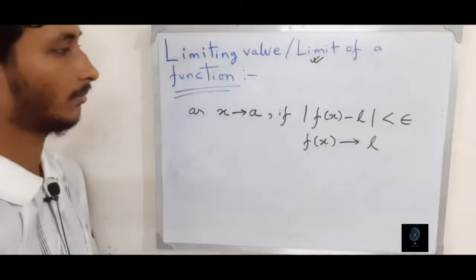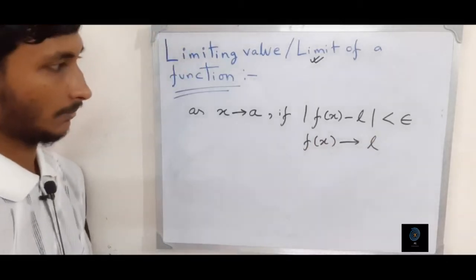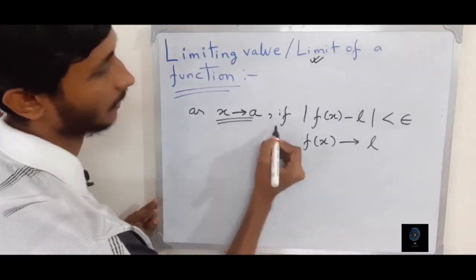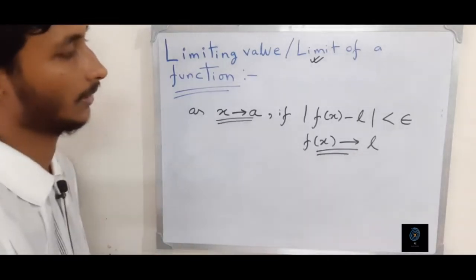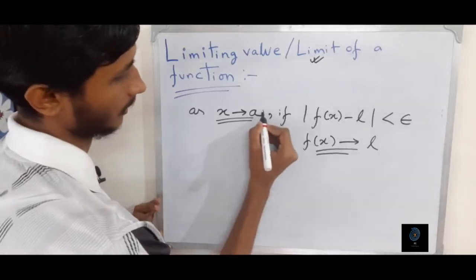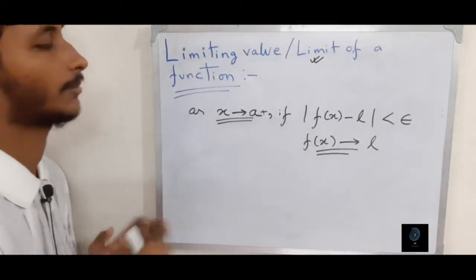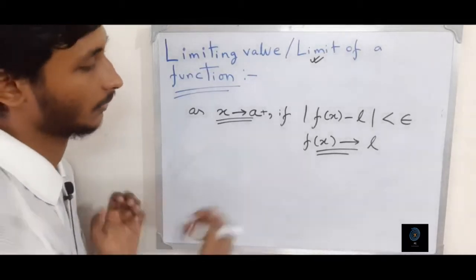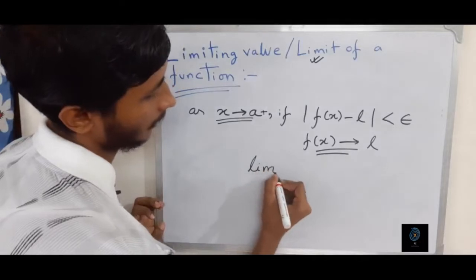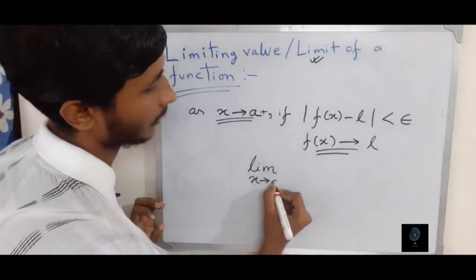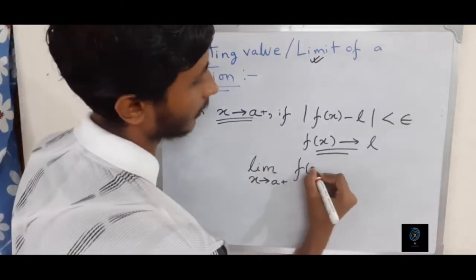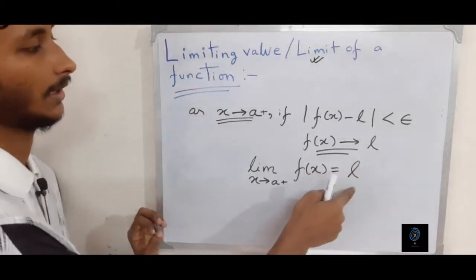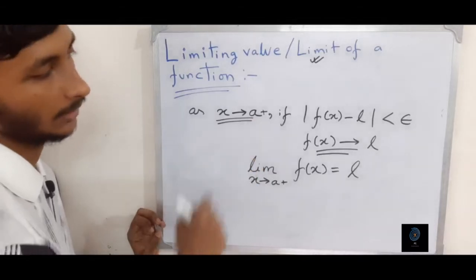I will not be explaining the meaning of the phrase tends to anymore. As x tends to a, if f(x) tends to L, say for x tends to a plus, that is when x approaches a from the right hand side, if f(x) is approaching a value L, then we write limit x tends to a plus f(x) equals L, or the limiting value of f(x) is L when x tends to a from the right hand side.